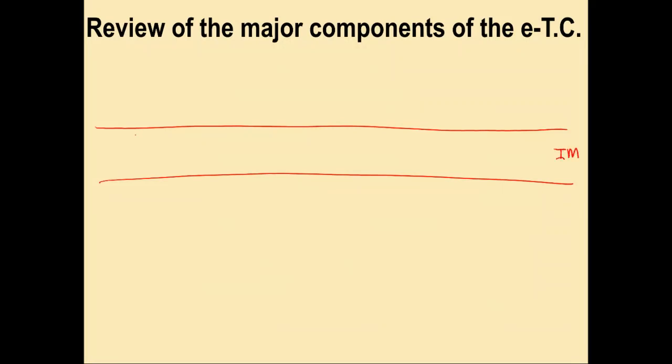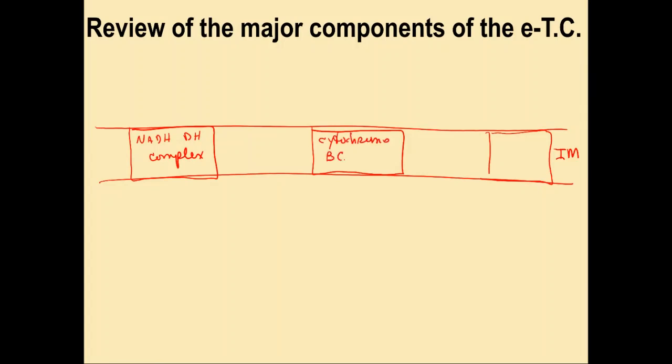And the 3 pumping complexes have a particular order, all right? And we call the first one the NADH dehydrogenase complex. And the second one is the cytochrome BC1 complex. And then the last pumping complex is called the cytochrome oxidase complex.